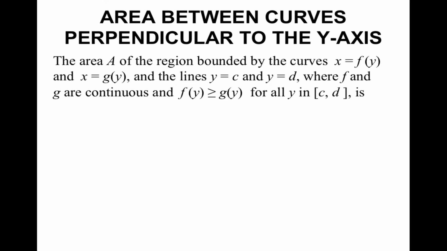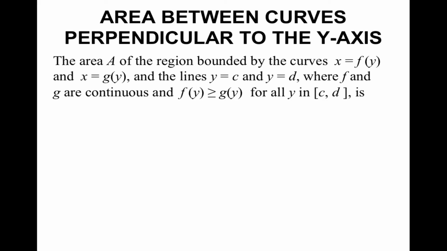Now, area between curves that are perpendicular to the y-axis. This time, the area A of the region bounded by the curves x equals f of y and x equals g of y. So the difference here is now your functions are in terms of y instead of x. And the lines y equals c and y equals d, where f and g are continuous and f is greater than or equal to g for all y in the interval c to d.